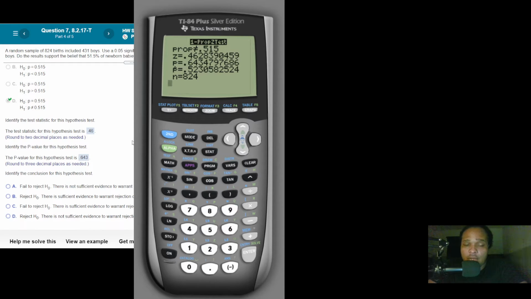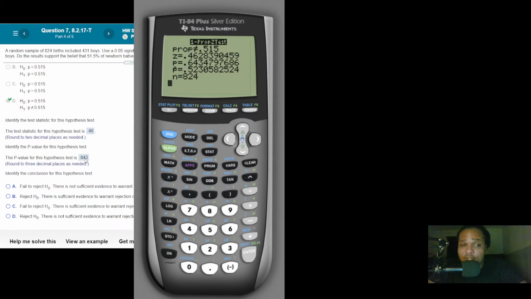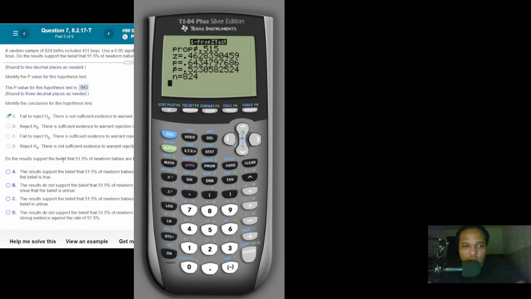Right, good job. Now, the p-value is definitely greater than your sig. The sig level is right here, 0.05. The p-value is greater than 0.05. So when it's greater than, you fail to reject. So it's either going to be A or C, and we're failing to reject. Whenever you fail to reject, there is not enough evidence. The results support the belief that 51.5% of newborn babies are boys? Well, there's not enough evidence to support that claim. So we're going to hit do not support.